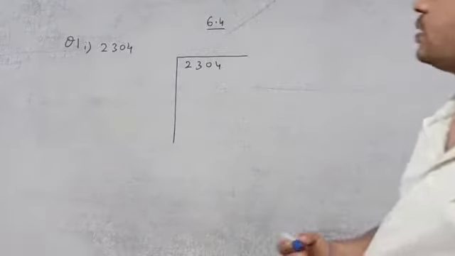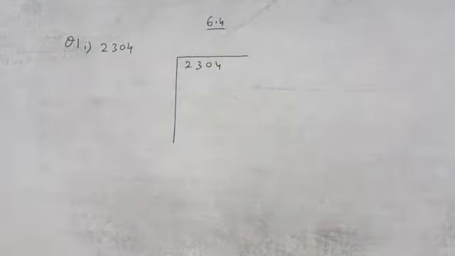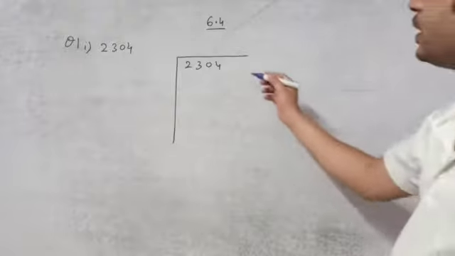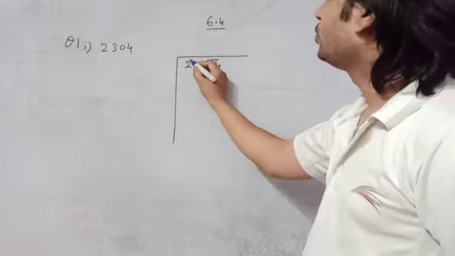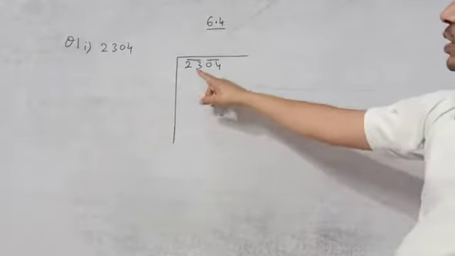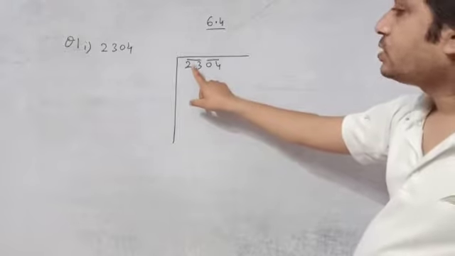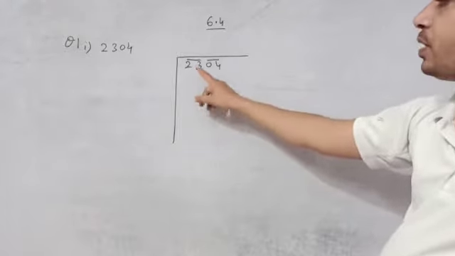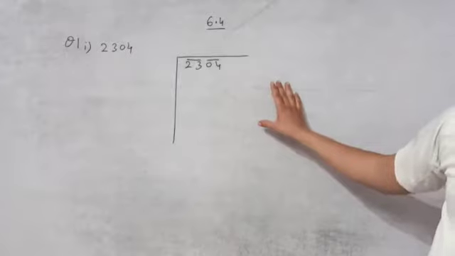We have already discussed how to make a pair. Here we have to make the pair from the last. So we have made the pair from the last. So what is the first pair? 23.